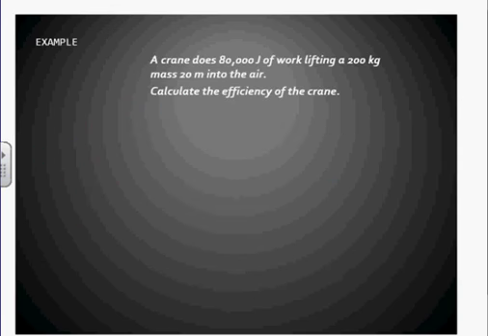A crane does 80,000 joules of work lifting a 200 kg mass 20 meters into the air. Calculate the efficiency of the crane. So 80,000 joules of work is your input, or total in. What did it get out? We got a mass going this high. That is what you got out of it.